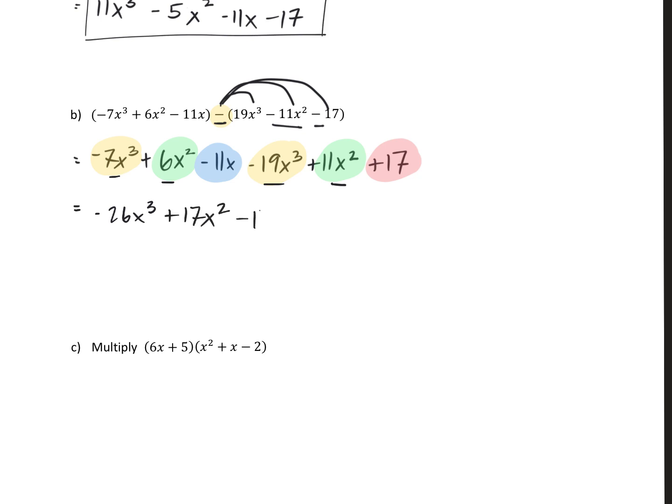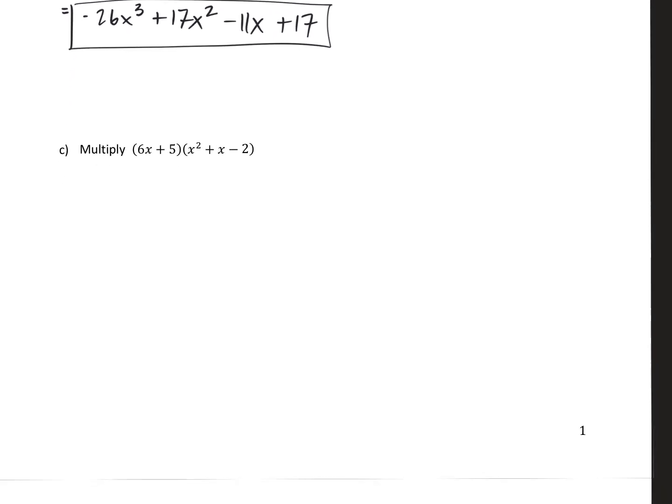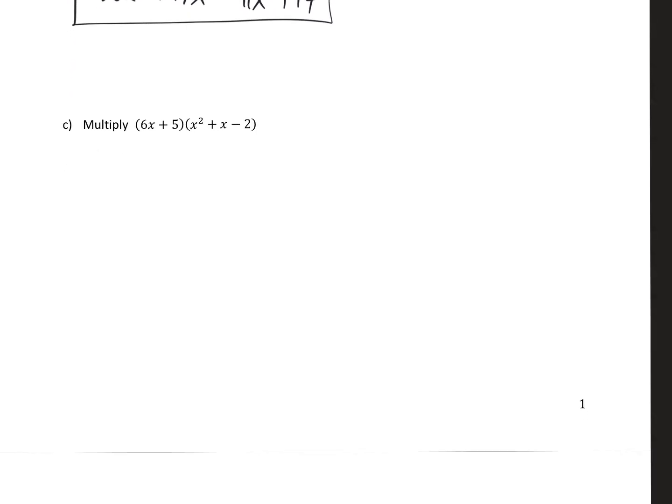And then minus 11x, and then plus 17. And there we go, we're done. Okay, so that was adding and subtracting. And now, for example C, we're looking at multiplying.